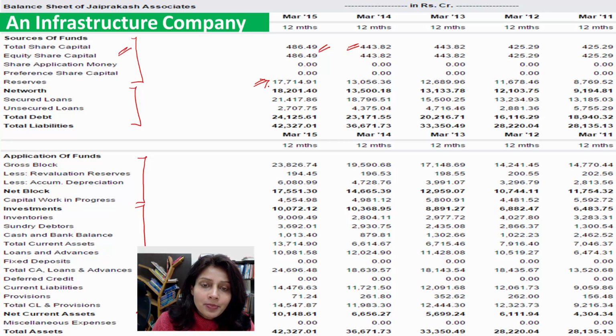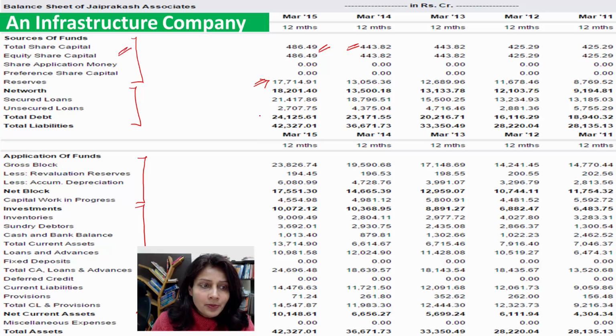And how does the company get these reserves? As you would recall, I told you that some companies in the initial phases do not distribute dividends. In fact, they keep them in the company as reserves to be re-employed in the company. The reserves in this company have increased over the last 5 years.